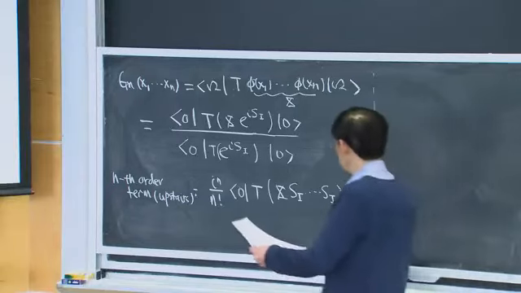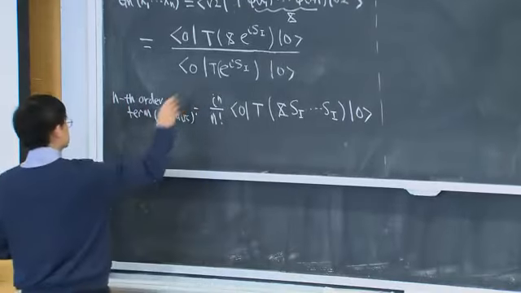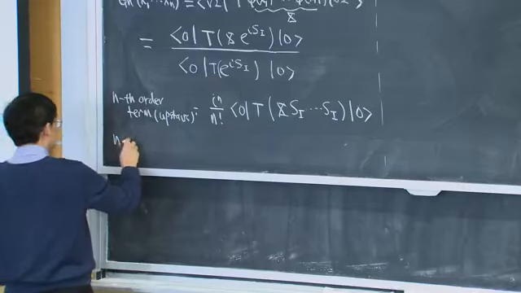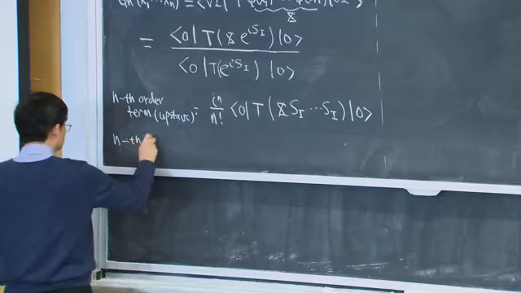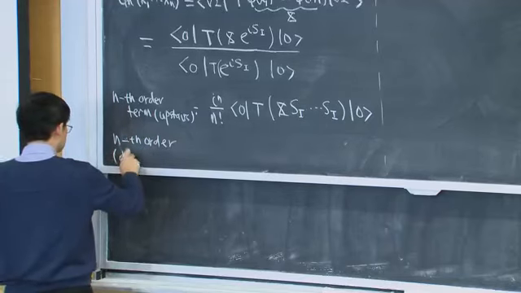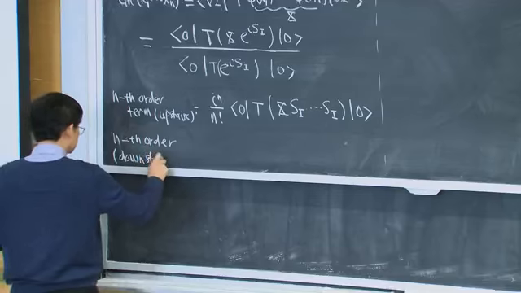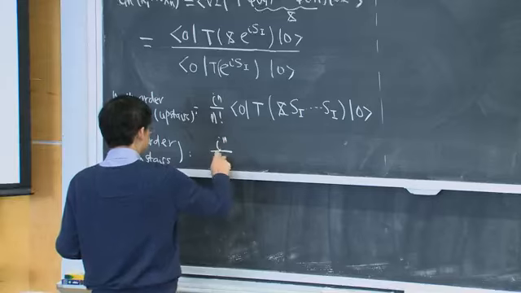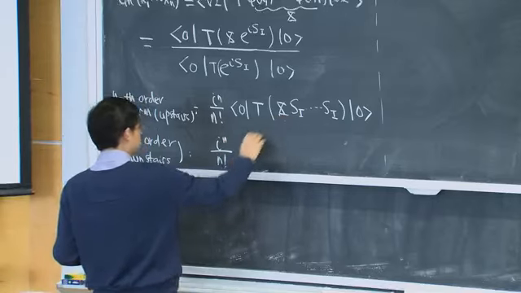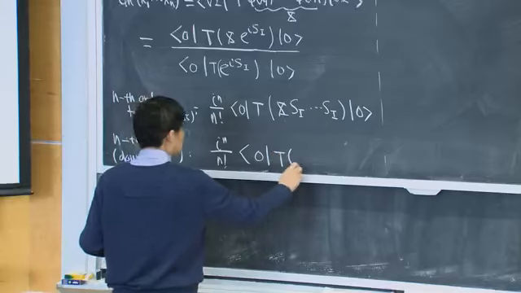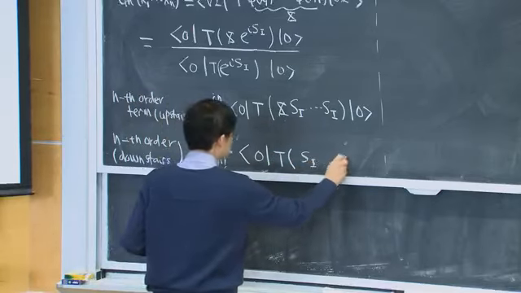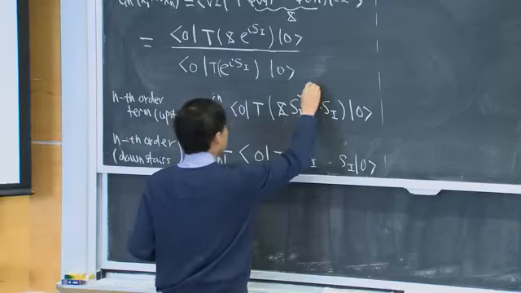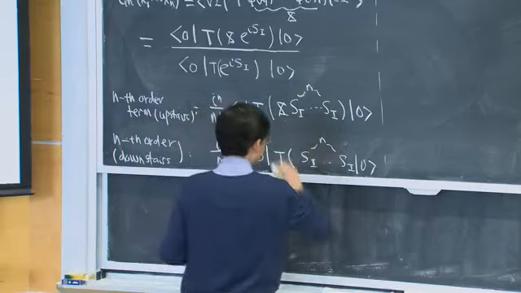And the nth order term for the downstairs, you can also expand the downstairs similarly. Then you have an almost identical structure, except you don't have this product of φ(x). So you have T, then you just have n S_I's. Okay, so there are n of them.